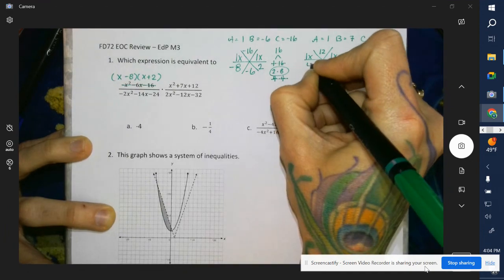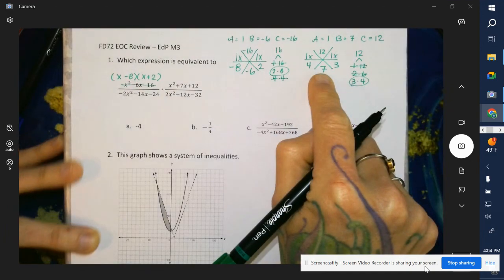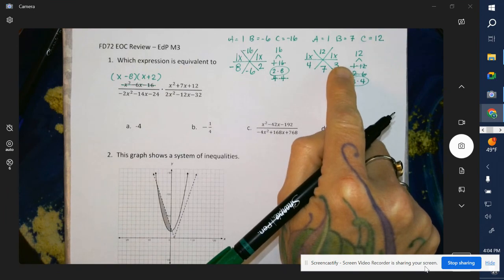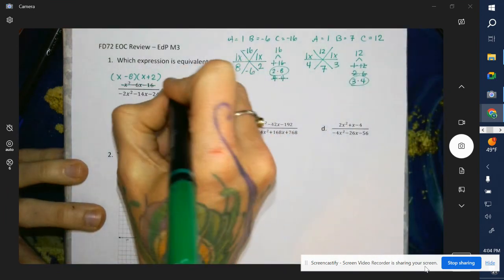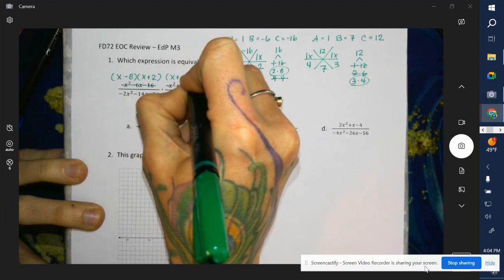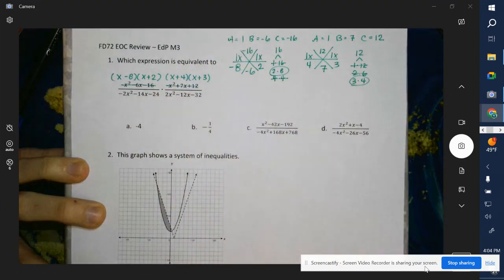So we're going to go with 4 and 3. 7 is positive, so 4 is definitely going to be positive. If I need $4 to turn into 7, I'm going to add 3, so they're going to both stay positive. And that's going to be x plus 4, x plus 3.